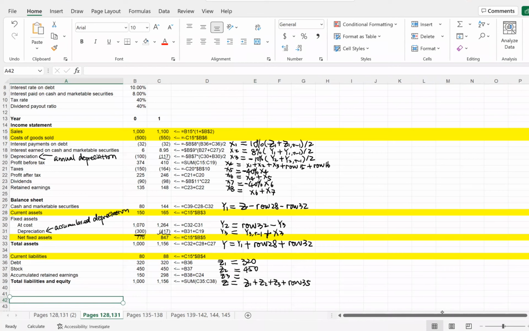Now going to accumulated retained earnings, we need to use B38, the previous level's earnings. So Z3, T minus 1, plus the retained earning from this year. So some item here from the income statement. So that would be X8. Okay, so let me just name this. This is equation 1, 2, 3, 4, 5, 6, 7, 8.